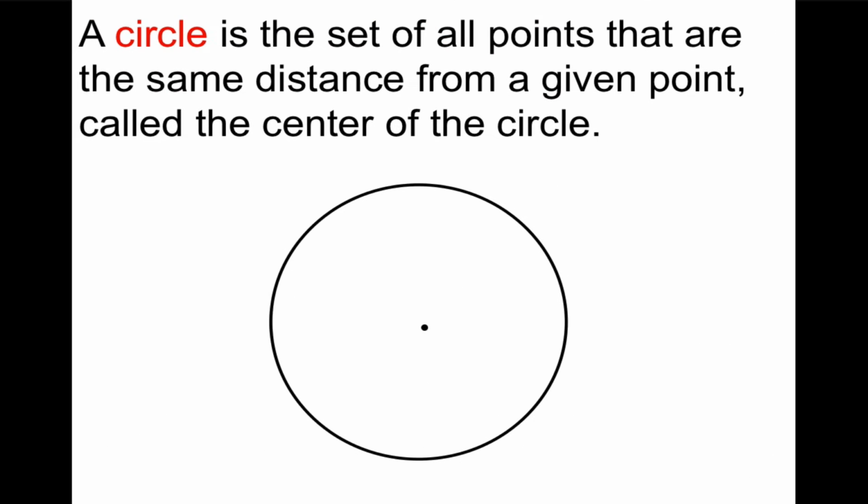Welcome. Today we're going to talk about circumference and area of circles. A circle is the set of all points that are the same distance from a given point, called the center of the circle. We're going to label the parts of this circle. Please write down the names of all the parts.